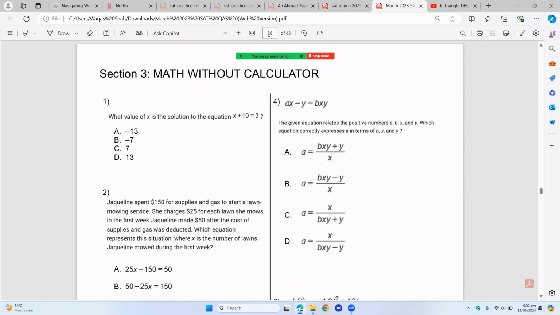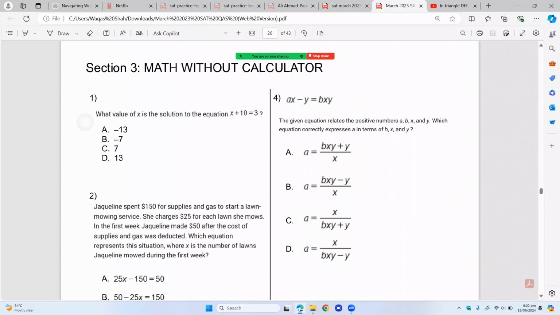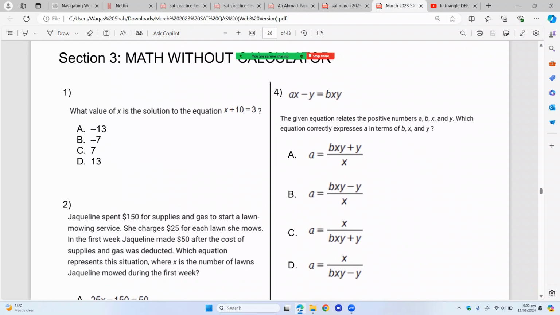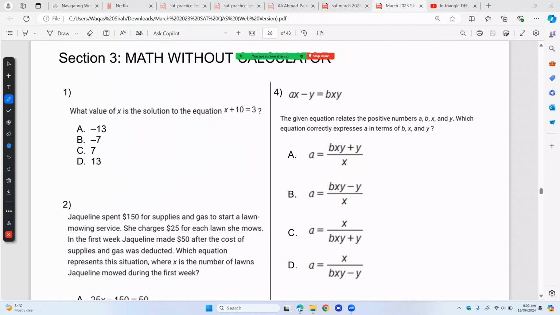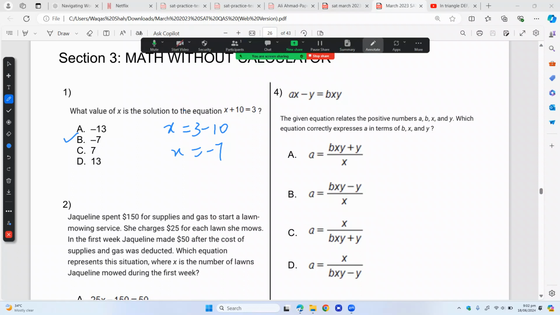Its first question is: what value of x is the solution to the equation x plus 10 is equal to 3? So let's start. It's quite a basic question, just shift 10 to the other side, so x is equal to 3 minus 10, which is equal to minus 7. So option B is the correct option.